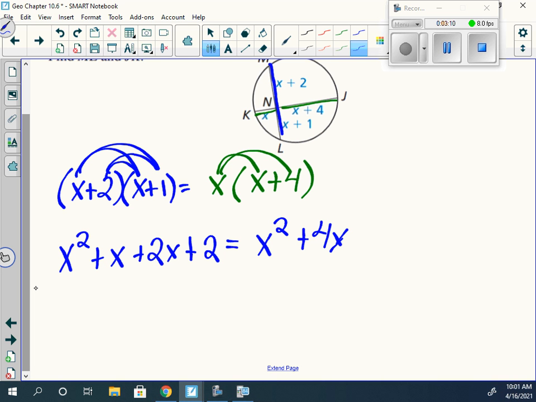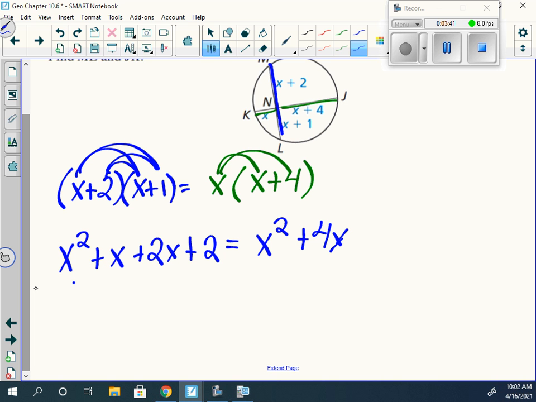Any questions on any of this here? Any questions on how we got any of these terms? So we distributed through, we multiplied through. Our x times x does give us x squared. Our x times 1 gave us x. 2 times x gave us our 2x, and 2 times 1 gave us 2. And then we multiplied through the other side. Our x times x gave us x squared, and our x times 4 gave us 4x.